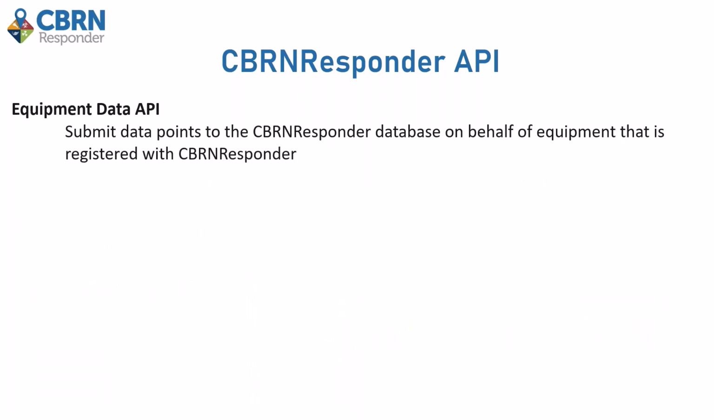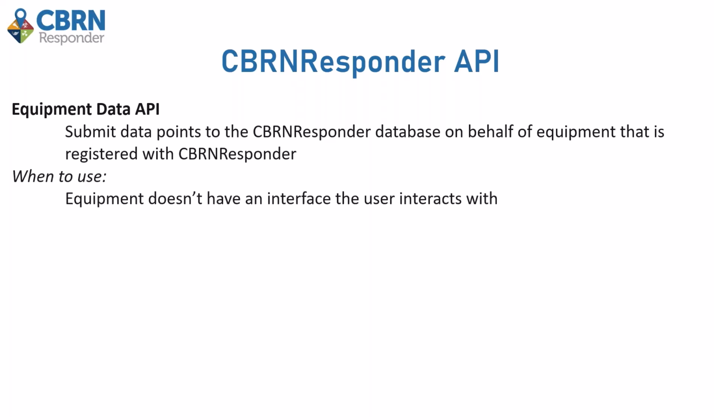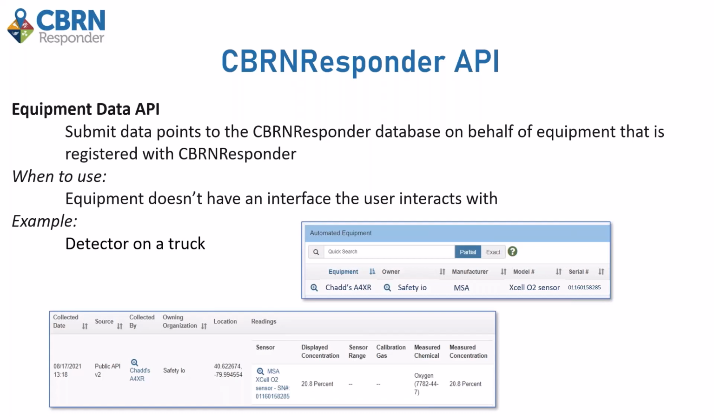And then the third API type we have is the equipment data API. So this is submitting data points to CBRNResponder on behalf of equipment that is registered with CBRNResponder. So the registration part is what we'll be diving into today. And when you should use this is if the equipment itself does not necessarily have an interface that the user reacts with. So the user data, that's where there is some sort of interface, but for the equipment data, there is not. So an example could be a detector on a truck, an item on a backpack, or a drone device.